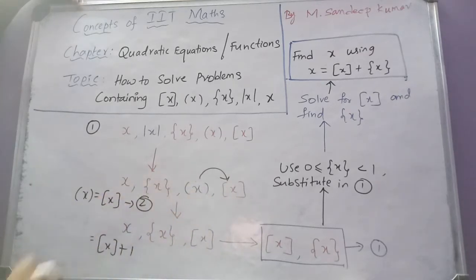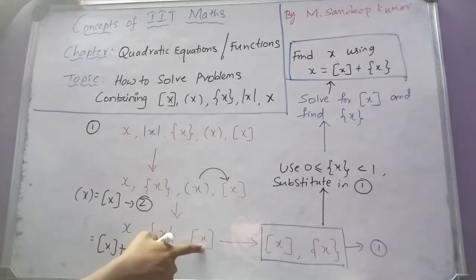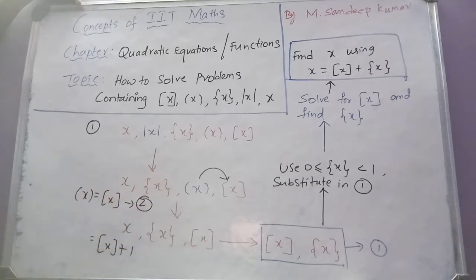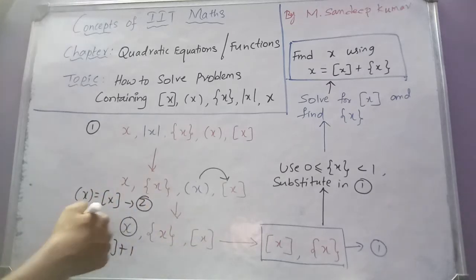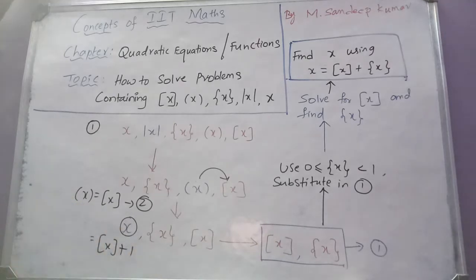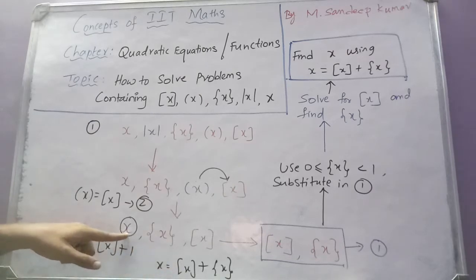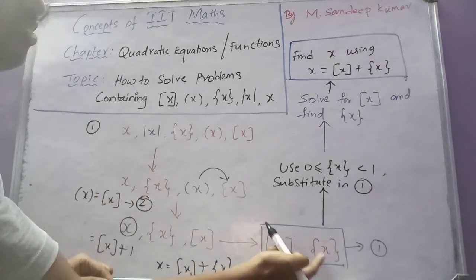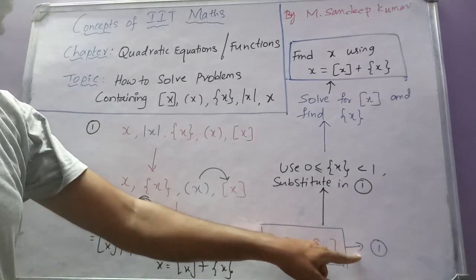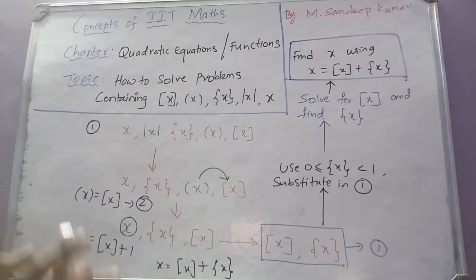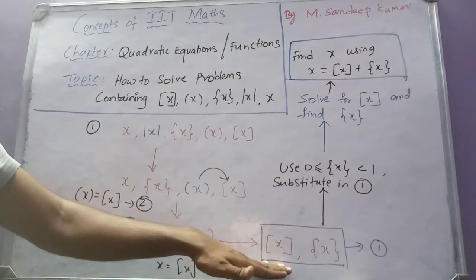Then the least integer function will be eliminated and we will be having x, fractional part of x and floor of x. In this step we will eliminate x by taking x as floor of x plus fractional part of x. We know that x is equal to floor of x plus fractional part of x. We will use this and we will eliminate x. Now the equation contains only floor of x and fractional part of x. This is an important equation. That's why I kept equation number 1. So keep this equation aside.